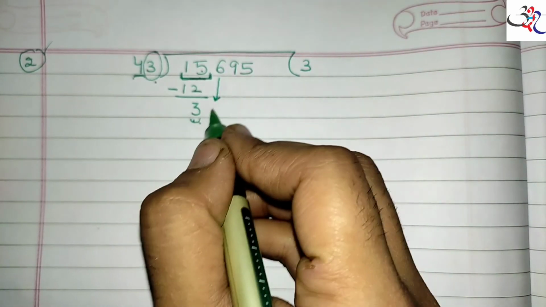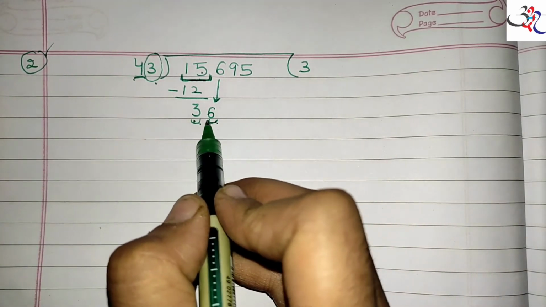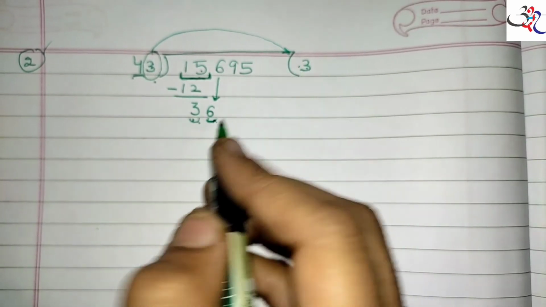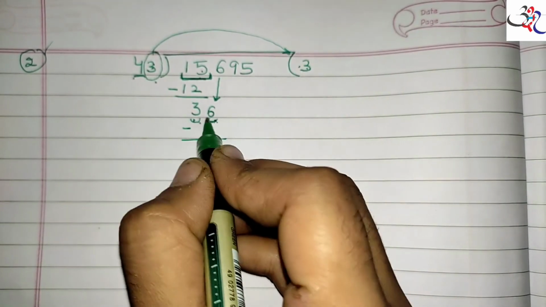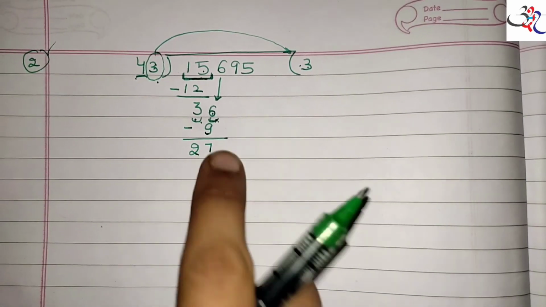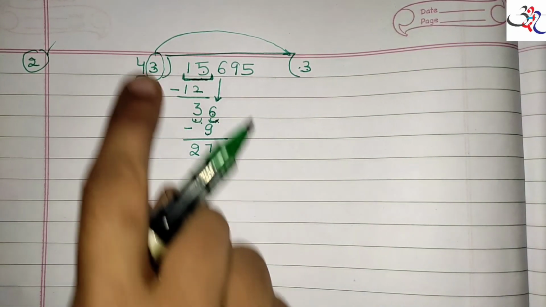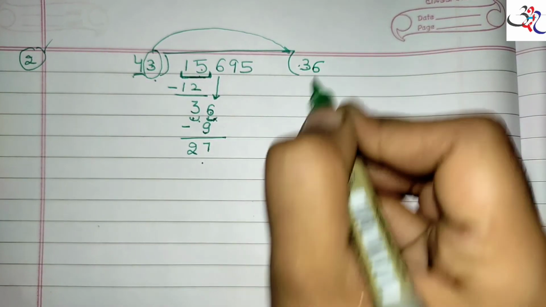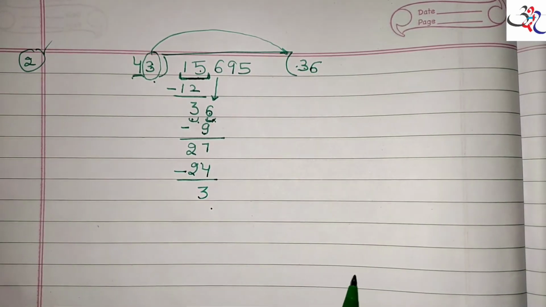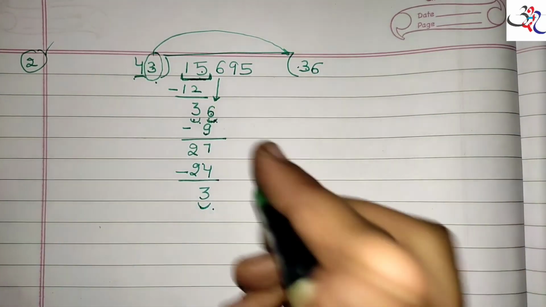So what I will do? I will take another number, which will become 36. Once I am taking another number, I will multiply 3 by 3 and get 9. After doing this subtraction, I will get 27. Now see, is 27 divisible by 4? Yes, 27 is divisible by 4. 4 sixes are 24. Now do the subtraction again. I will get 3. Check whether 3 is divisible by 4 or not. No, 3 is not divisible by 4.